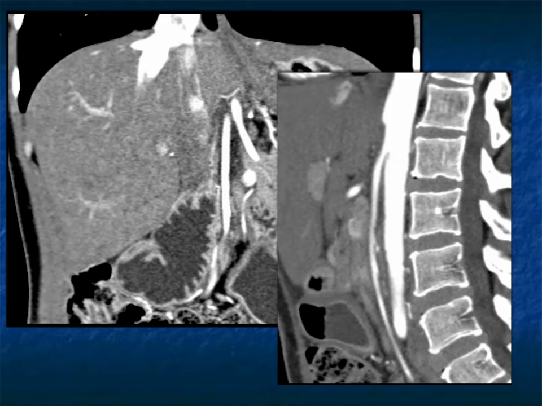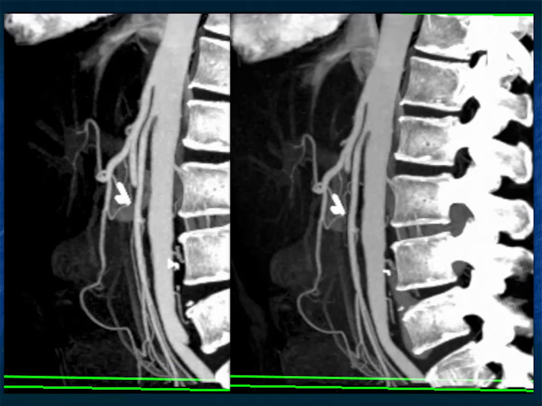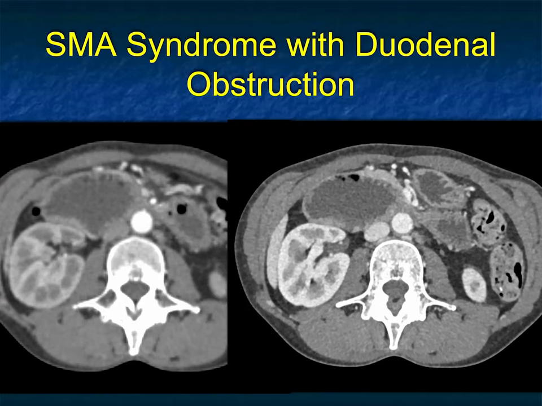When you do patients with suspected SMA syndrome, again, the importance of giving oral contrast, make sure the stomach and duodenum are distended. We say that for all patients, but especially if you're thinking about SMA syndrome, that can be especially helpful in making the diagnosis. Again, that SMA angle nicely shown on the sagittal view is markedly decreased.